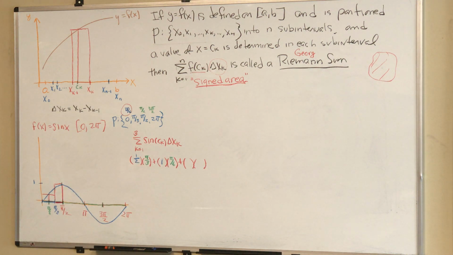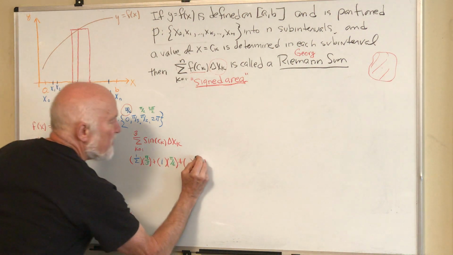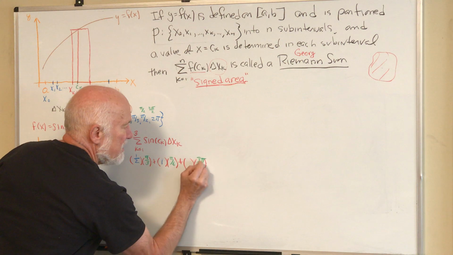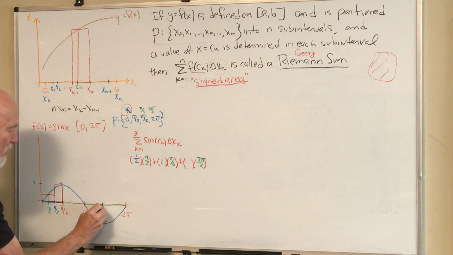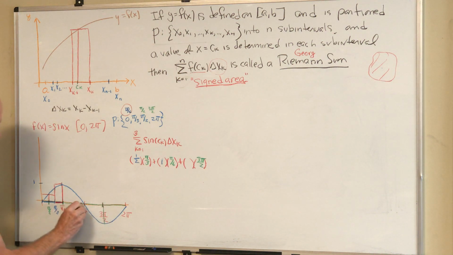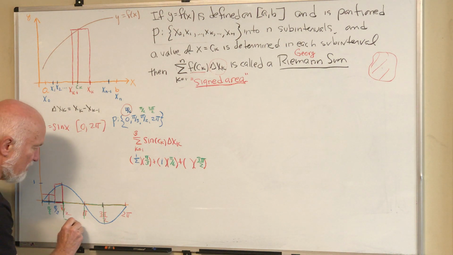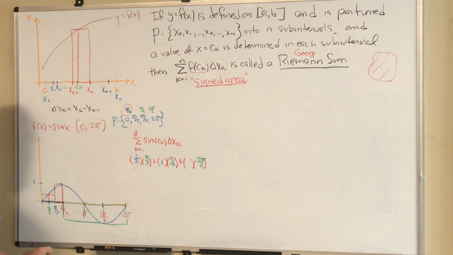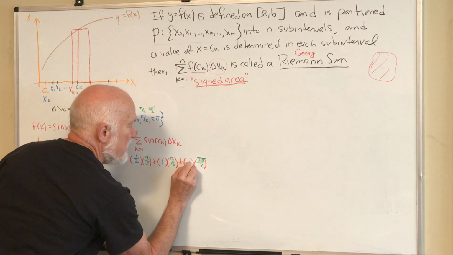But in this last interval, from pi over 2 to 2 pi, that width is much larger. And what's the height? The height is now going to be the sine of 3 pi over 2, which is -1. So I'm going to go all the way over to there. And now the signed area is going to be negative because the sine of 3 pi over 2 is -1.